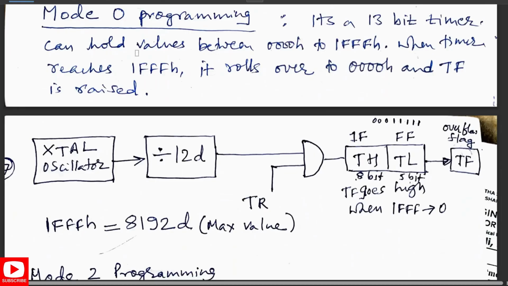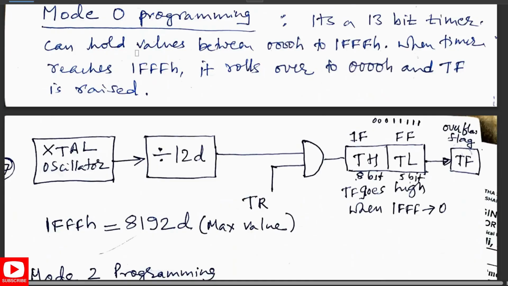Mode 0 is a 13-bit timer that can hold the values between 00H to 1FFH. When the timer reaches 1FFH, it rolls over to 00H and TF is raised. So it is an 8-bit timer and a 3-bit prescaler.